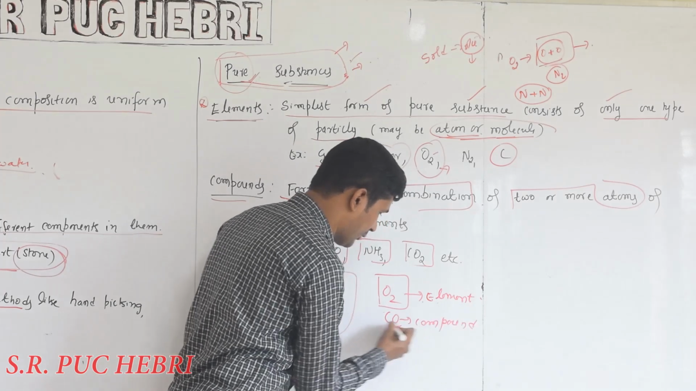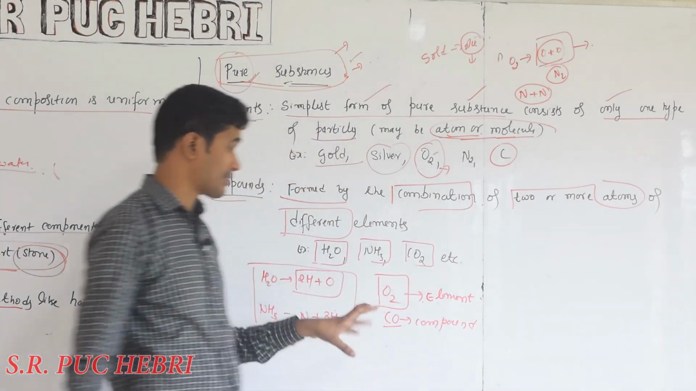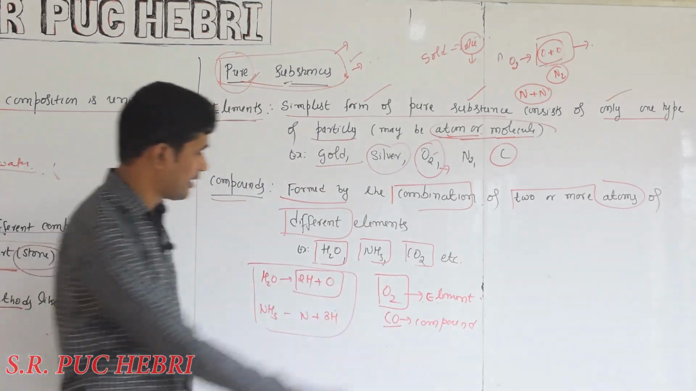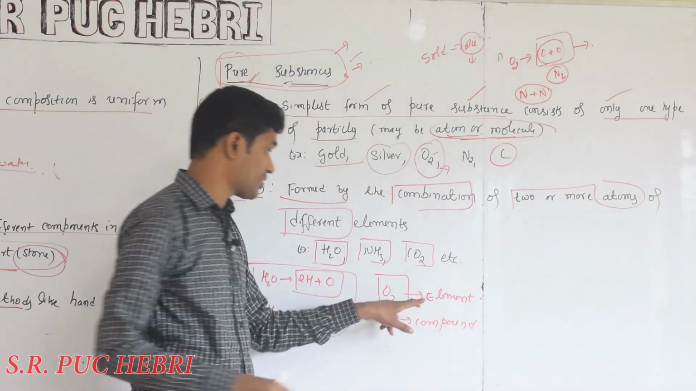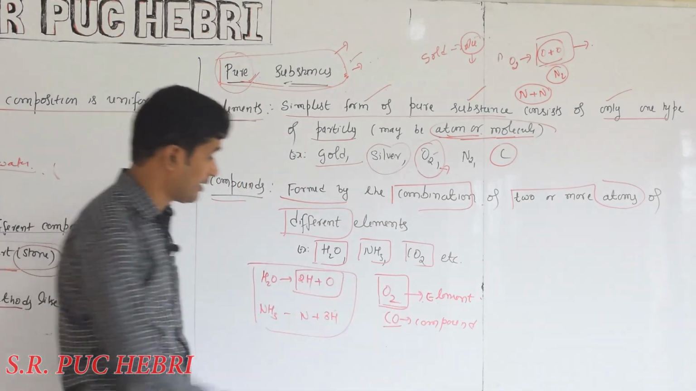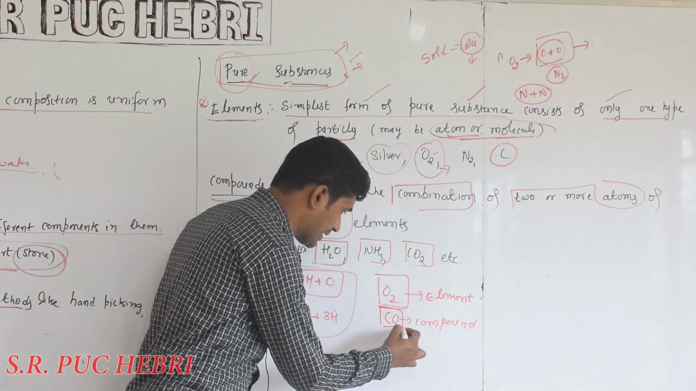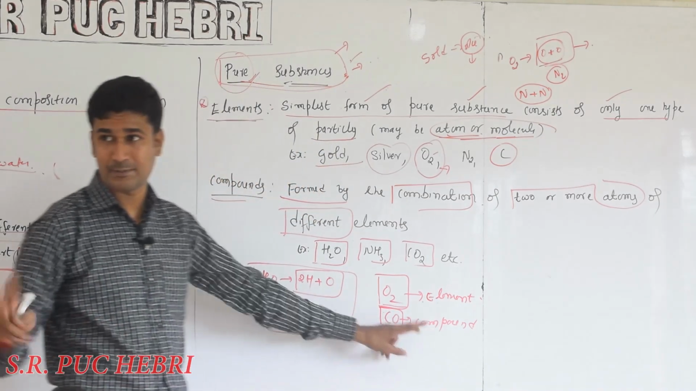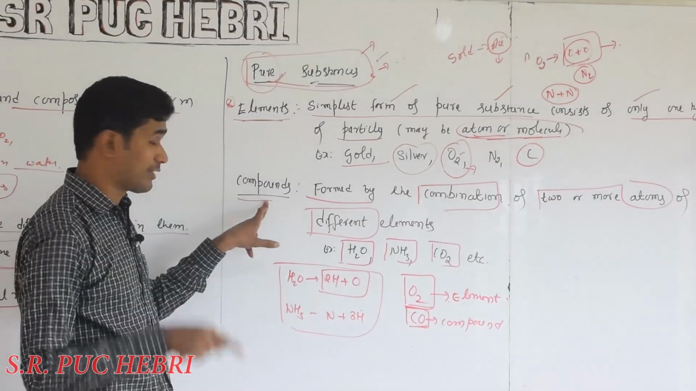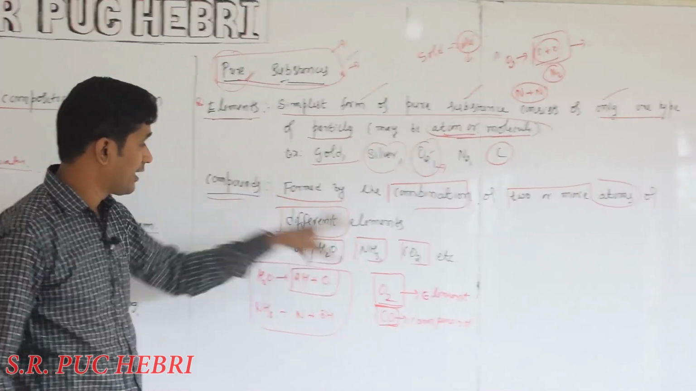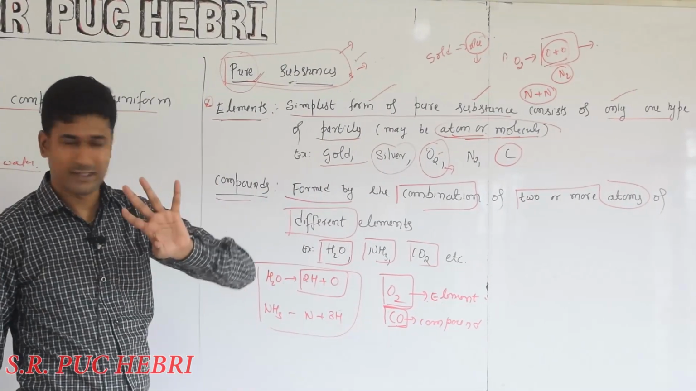Here also we have two atoms. Here also we have two atoms, but what's the difference? O2 is formed by the combination of two atoms of the same element, but CO, carbon monoxide, is formed by the combination of two atoms of different elements. So that's why we get compounds here. Here we get elements. You got the difference?